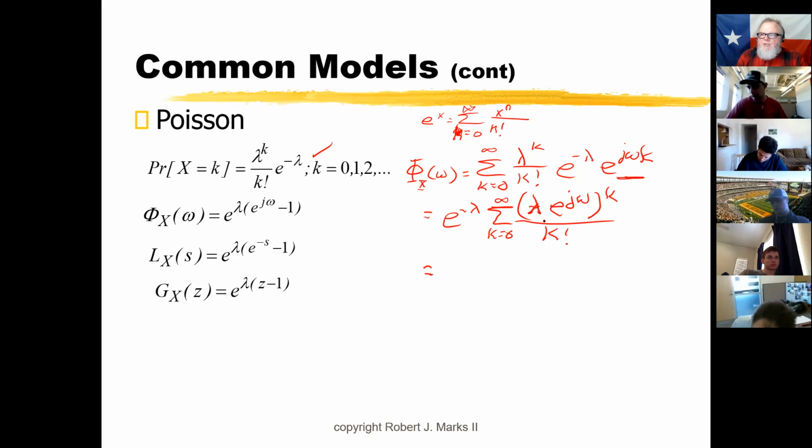And this infinite sum is recognized as the Taylor series expansion for e to the x, except that we don't have e to the x. We have e raised to the lambda e to the j omega. Isn't that cool? We get an e to the e.